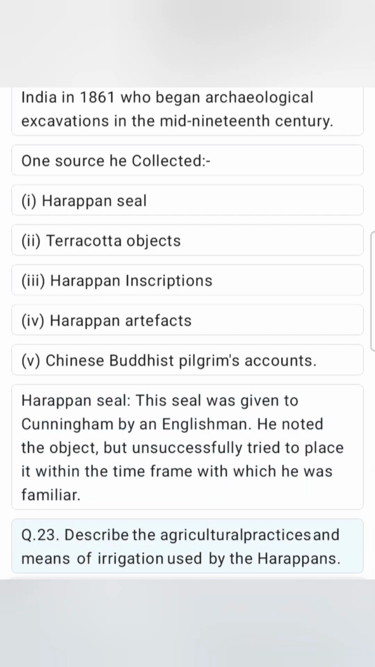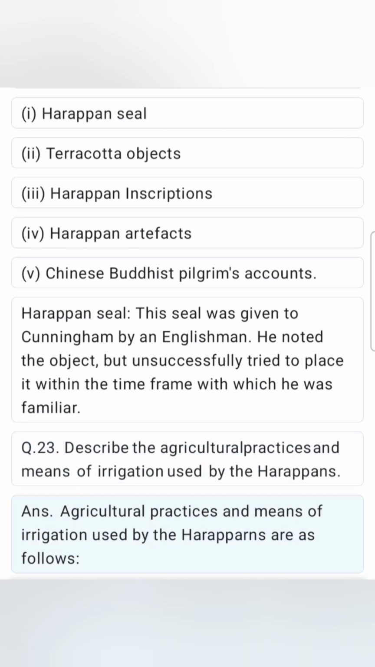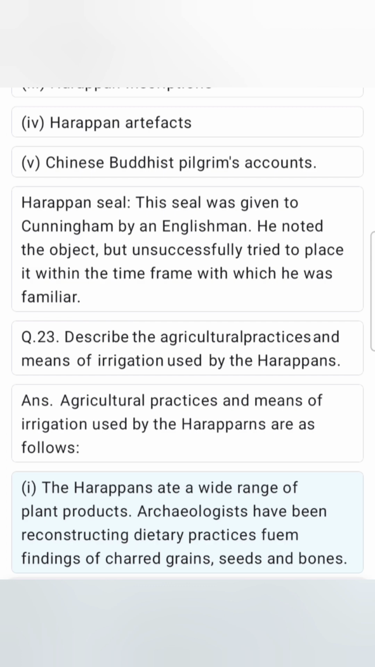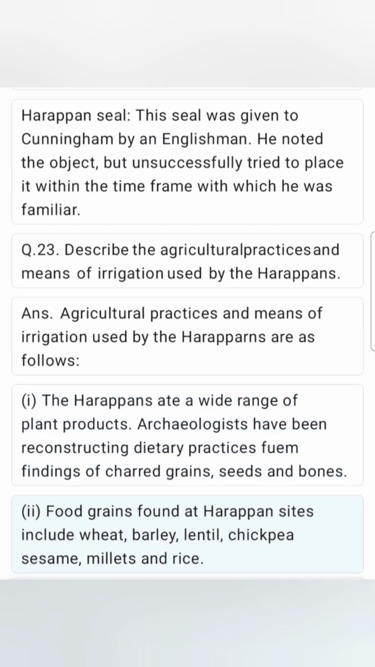Q. 23. Describe the agricultural practices and means of irrigation used by the Harappans. Ans. Agricultural practices and means of irrigation used by the Harappans are as follows. I. The Harappans ate a wide range of plant products. Archaeologists have been reconstructing dietary practices from findings of charred grains, seeds and bones. II. Food grains found at Harappan sites include wheat, barley, lentil, chickpea, sesame, millets and rice.